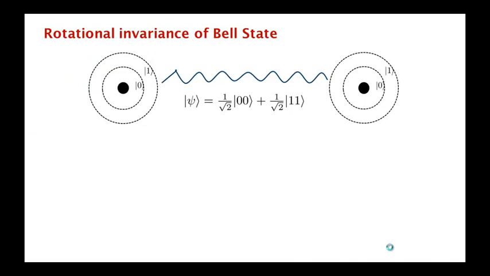It's a state of two qubits where they are in an equal superposition of being in the state 0, 0 or 1, 1. So now you remember that if we measure the first qubit, if we see a 0, then if we measure the second qubit, we are going to see it in the state 0 with probability 1. Now, what the rotational invariance of the Bell state says is the following very remarkable property.